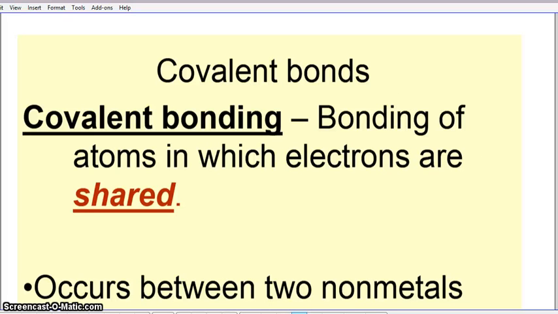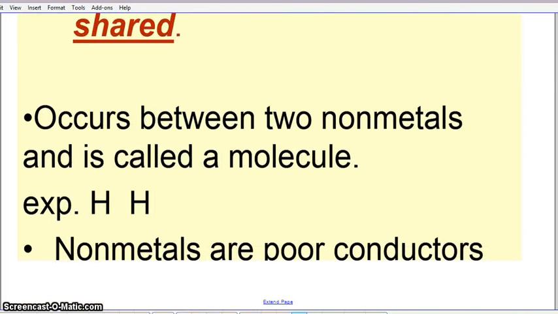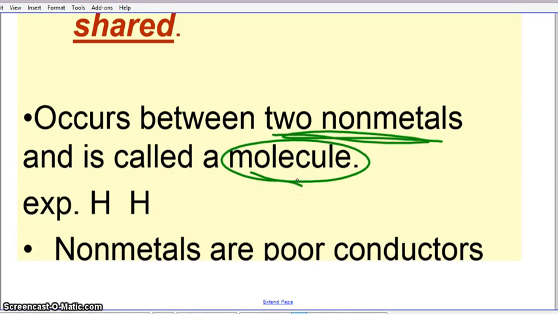The next one is covalent bonding. This is bonding of atoms in which the electrons are shared. Nobody's taking, nobody's giving. Everybody's about, I want all my friends to be full, fat, and happy. I want all my friends to get presents for Christmas. This occurs with 2 nonmetals, and it's called a molecule. When you bond 2 nonmetals together, it's called a molecule.